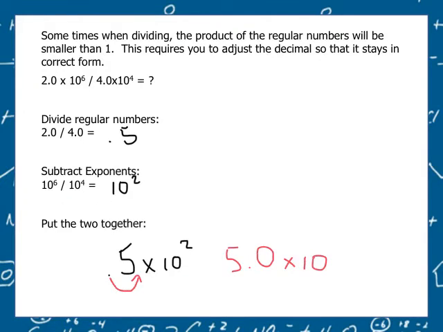And again, we can't leave this exponent unchanged. I made the number larger by 1 factor of 10, so my exponent needs to get smaller, needs to go down by 1 factor of 10.